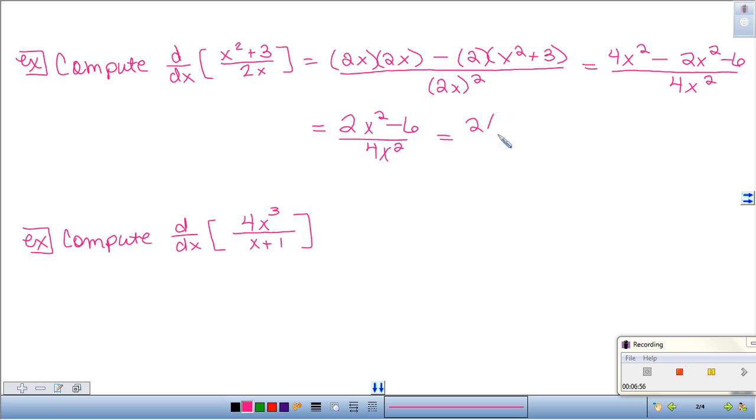I can factor out a 2 on the top and bottom to simplify a little bit. The 2s cancel. X squared minus 3 over 2x squared.